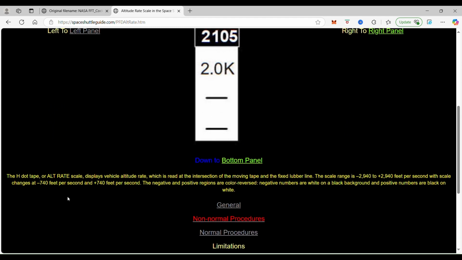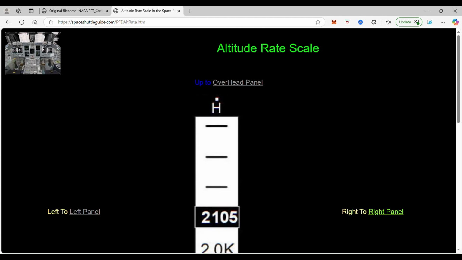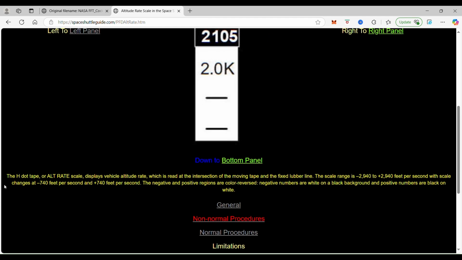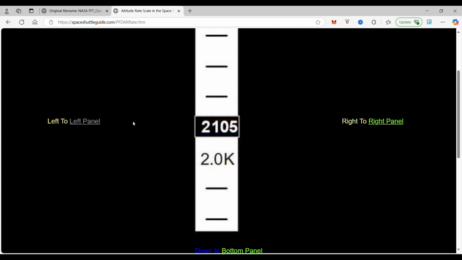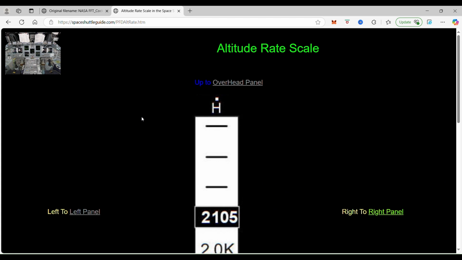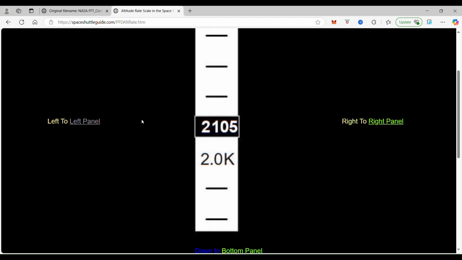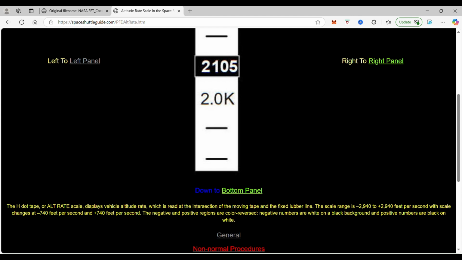As we can see, this is called the altitude rate, also called the H dot, or height velocity, and it's the first derivative for all of you calculus geeks. This displays the vehicle altitude rate, which is read at the intersection of the moving tape and the lubber line.